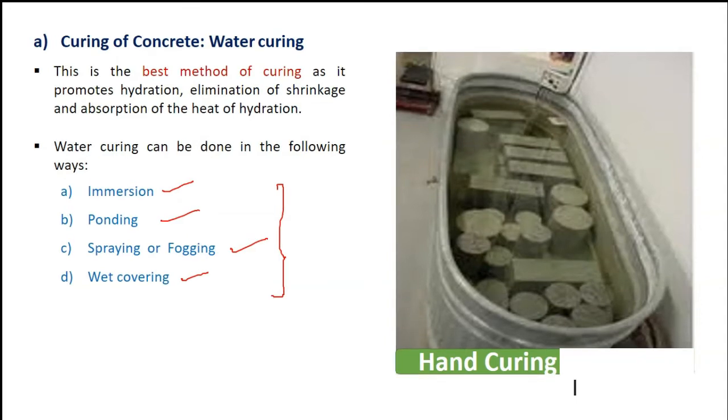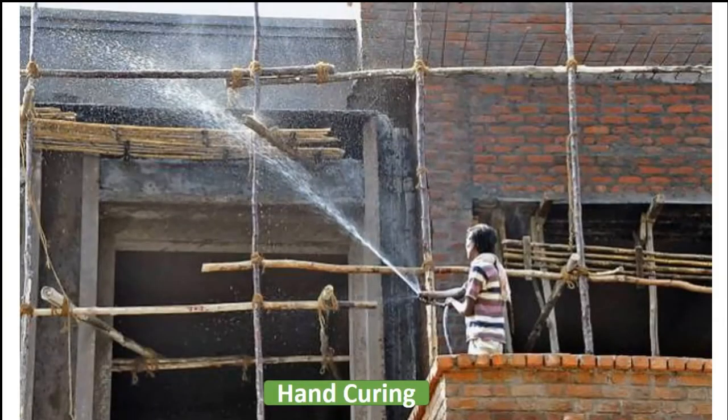In this first way of water curing, that is immersion, we put the specimen completely immersed in the water. We have a curing tank, and in that curing tank you put the concrete member or the concrete specimen immersed into it, as shown in this image. This is immersion, and this image is showing you the spraying type of water curing. So the water is going to be sprayed.